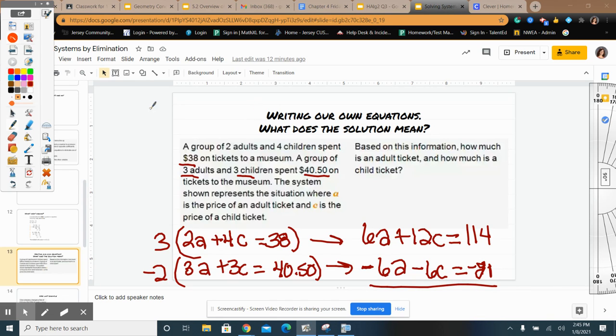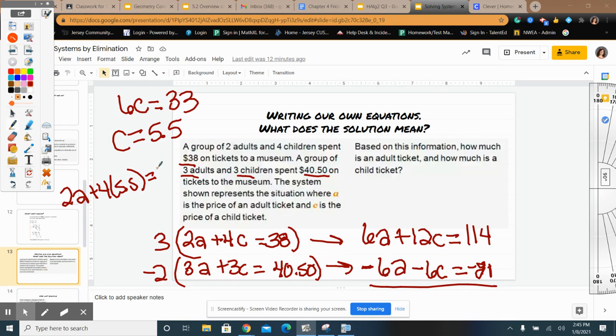Add them together, and I get 6C is 114 minus 81, 33, and divide by 6, 5.5. So C is 5.5. I can find A by using the equation of my choice. I'll go ahead and use the top one. 2A plus 4 times 5.5, which I know is C, has to equal 38. So 4 times 5.5, that's 22. 38 minus 22 is 16. So 2A is 16, divide by 2, and A equals 8. So A is 8 and C is 5.5.